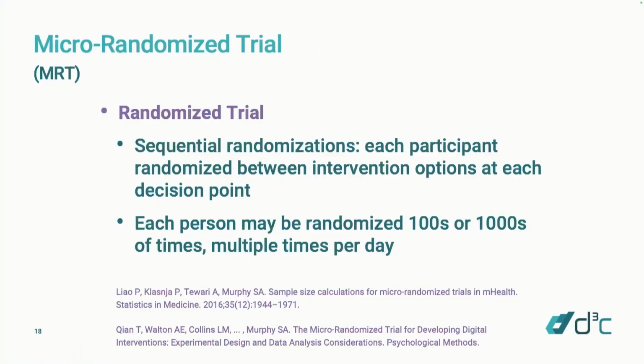To answer these questions, Susan Murphy and her team worked on developing the micro-randomized trial, the MRT. The MRT, just like the SMART, is a randomized trial that involves sequential randomizations. What does it mean, sequential randomizations? We talked about this before. It means that the same person can get randomized multiple times in the course of the trial.